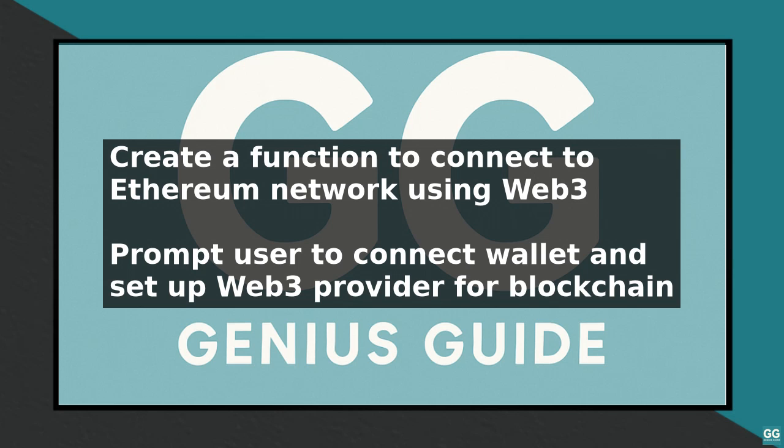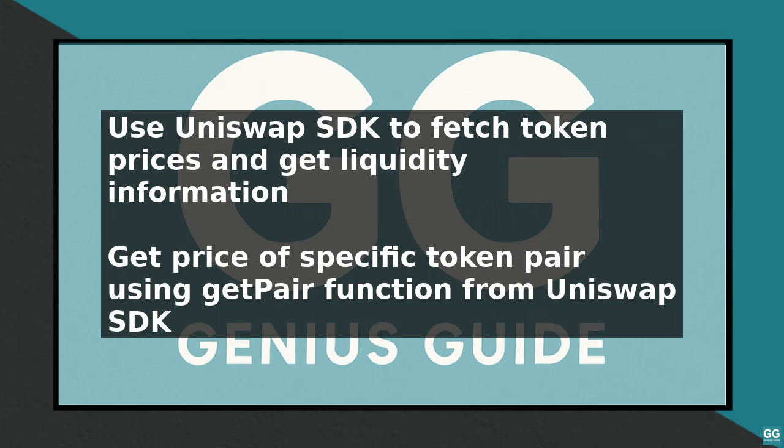After setting up the Web3 provider, use the Uniswap SDK to fetch the prices of the tokens you want to trade. You can use the getPair function from the Uniswap SDK to get the price of a specific token pair. Then, create a function to execute a trade. This function should use the Uniswap SDK to get the best price for the trade and then execute the trade using the Web3 provider. Make sure to handle any errors that may occur during the trade execution.